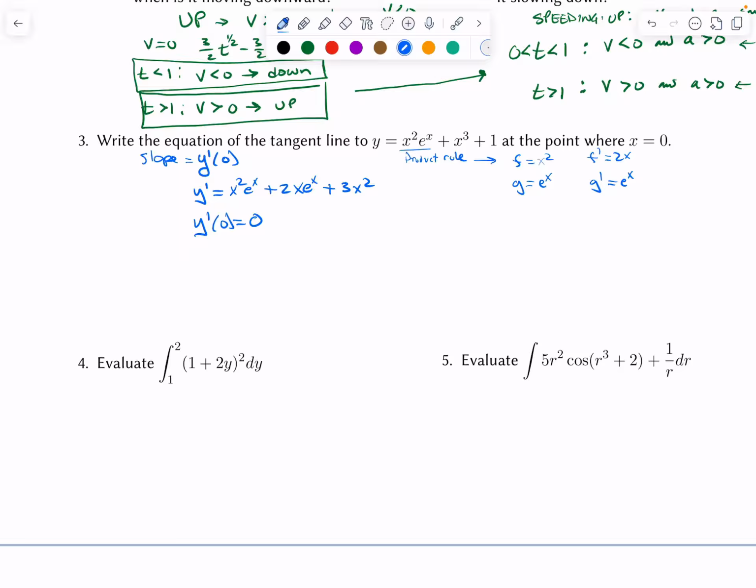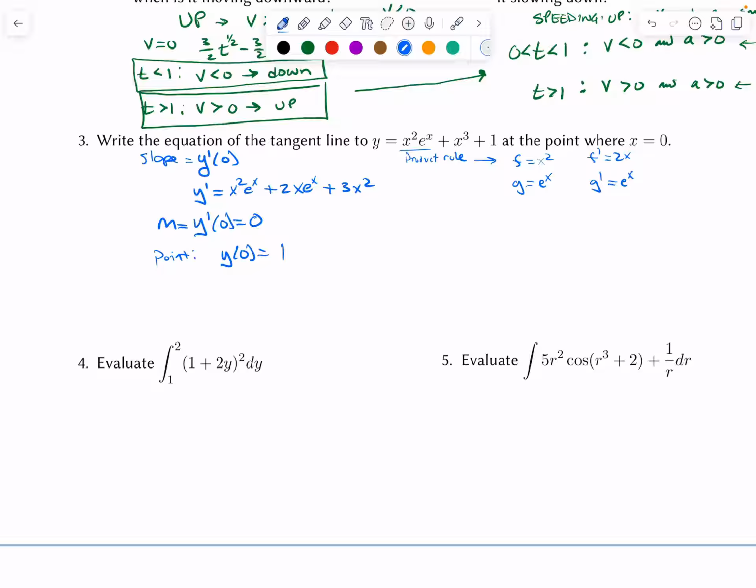Okay, so we've got our slope, we've got our point. So the point is the point 0, 1. And so now you use, so this is the slope. And then the point y of 0 is 1.